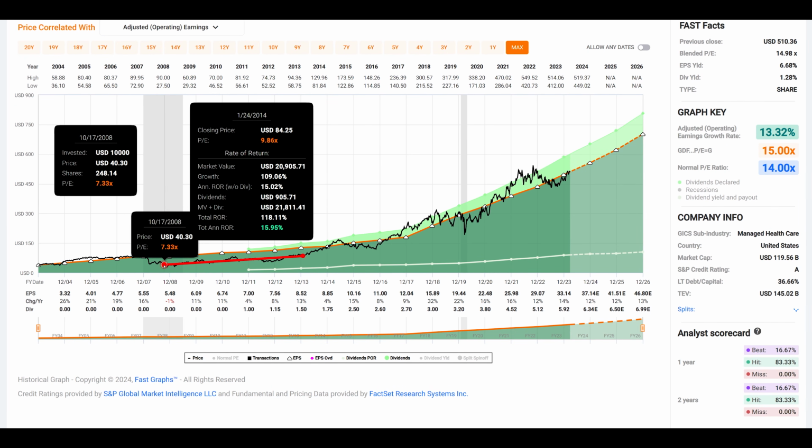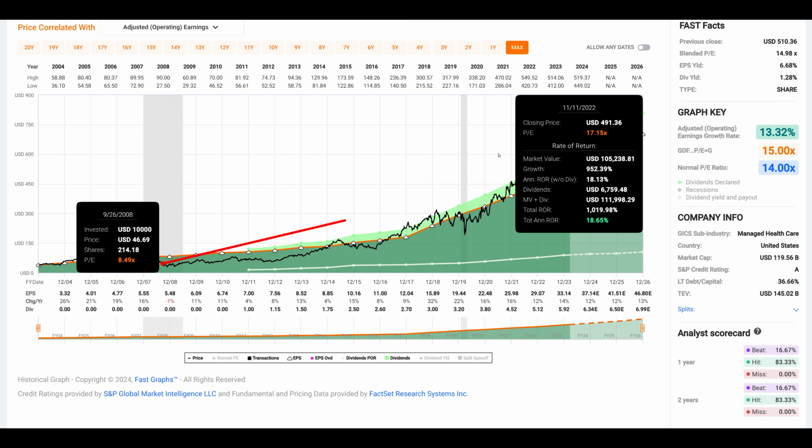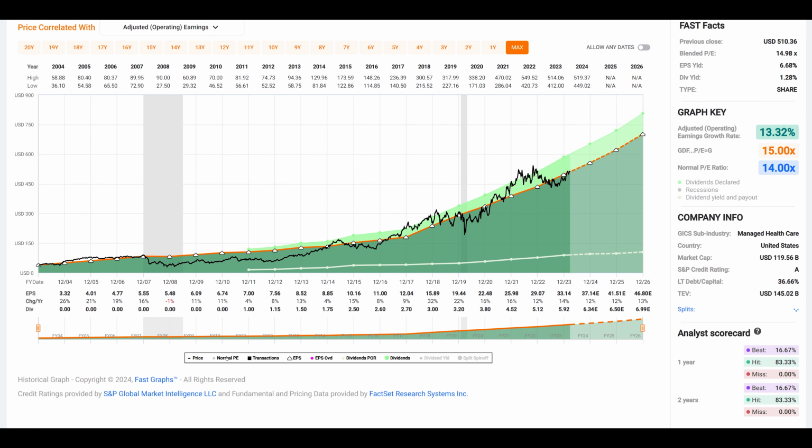But then, of course, if you'd bought it here or somewhere near here and held it when the valuation got above 17 like it did here, you made almost 19% a year. Valuation matters, and it matters a lot. And once again, the normal PE ratio is very consistent with the 15 valuation threshold that I talked about several times.